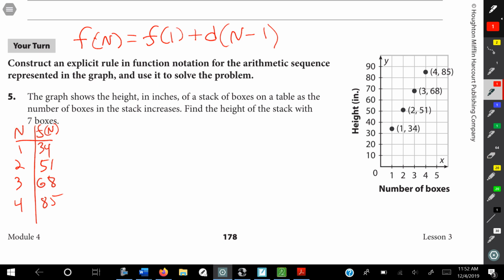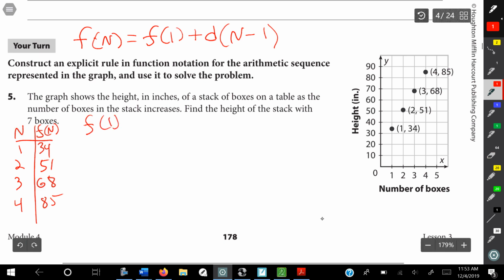So I'm going to go ahead and write the first term. That's f of 1, and that's equal to 34. And then I'm going to find my common difference and set that equal to the second term minus the first term. And that's going to equal 17.